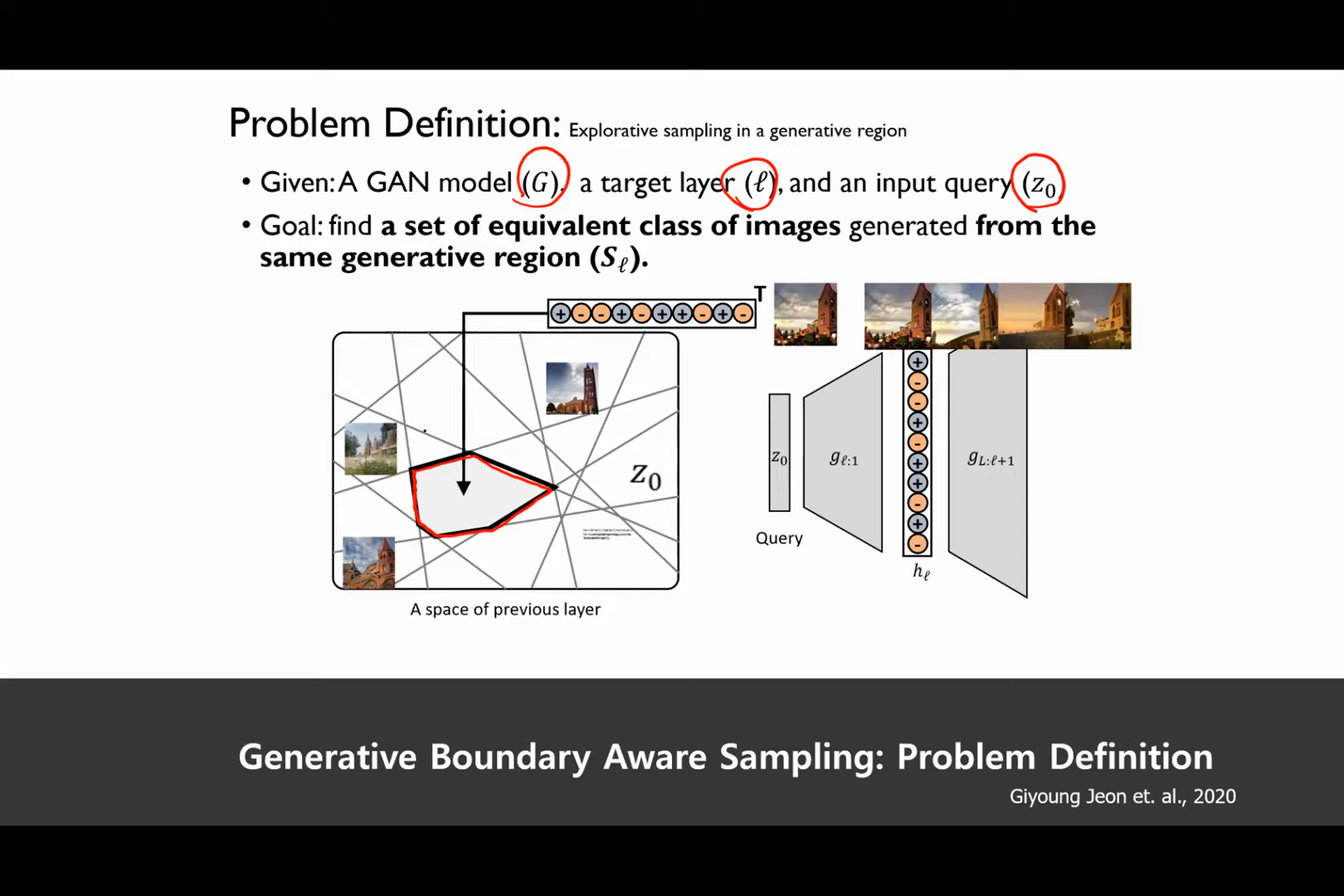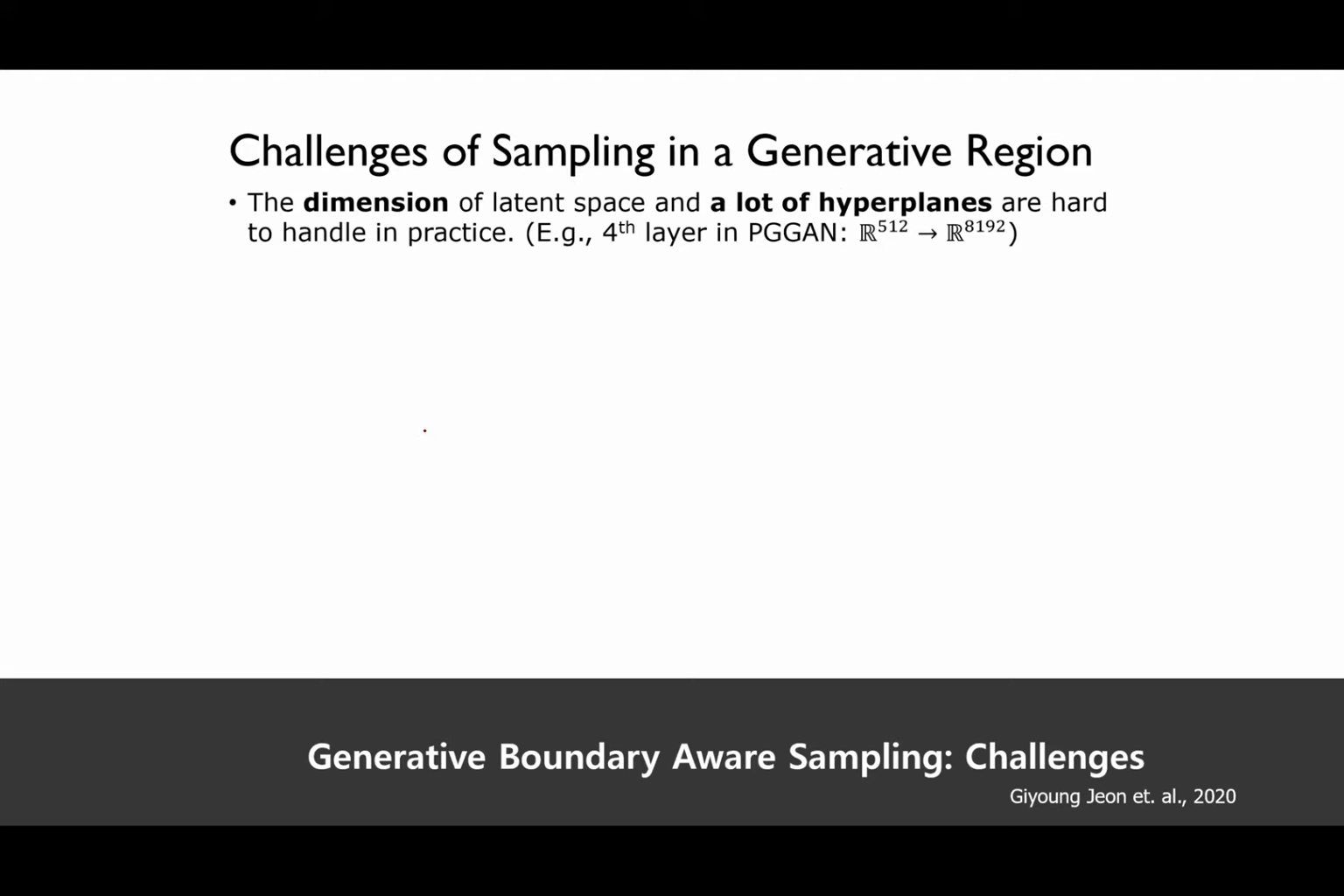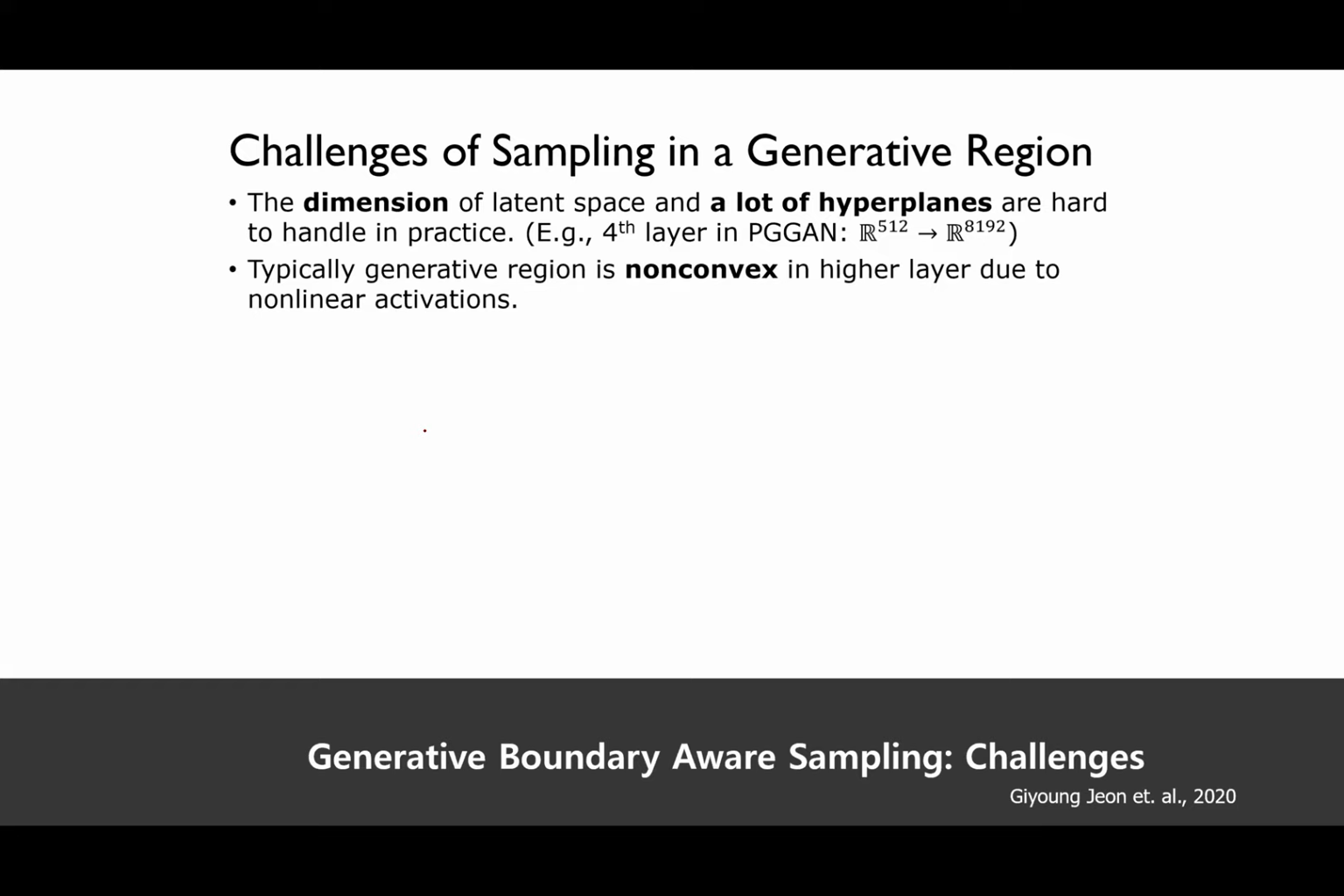So this is very challenging. The dimension is huge. The latent space has a lot of hyperplanes, which are hard to handle in practice. For example, in PGGAN, the first layer is a mapping from the 512 space to the 8000 space. And the typical generative region is non-convex, as you saw in the previous paper.